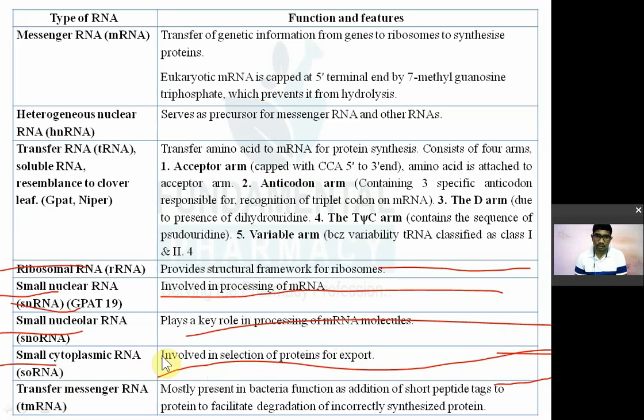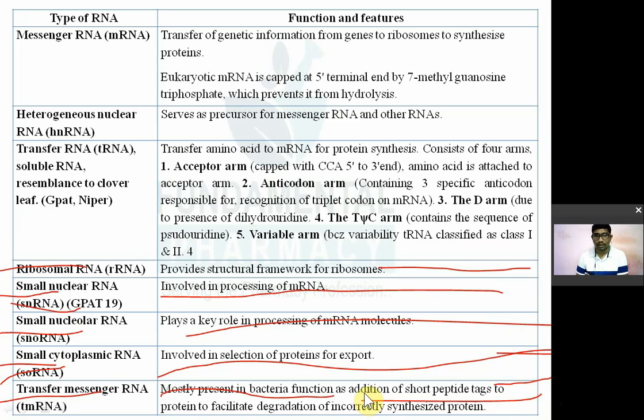So for that, this tmRNA, transfer messenger RNA, mostly present in the bacteria, adds some peptide tag, मतलब छोटा सा पेप्टाइड ऐड करेगा इस प्रोटीन के ऊपर. कौन सा प्रोटीन? जो एक्यूरेटली सिंथेसाइज नहीं हुआ है उसके ऊपर वो ऐड करेगा छोटा सा टैग, तो वो बाद में उसका डिस्ट्रक्शन हो जाएगा. Types of RNA: messenger RNA, again abbreviated as mRNA.